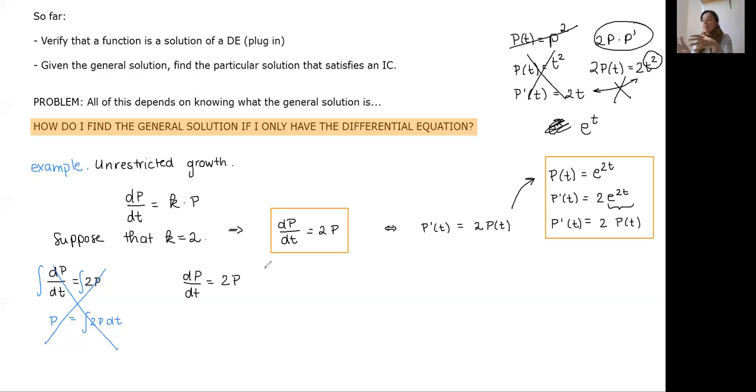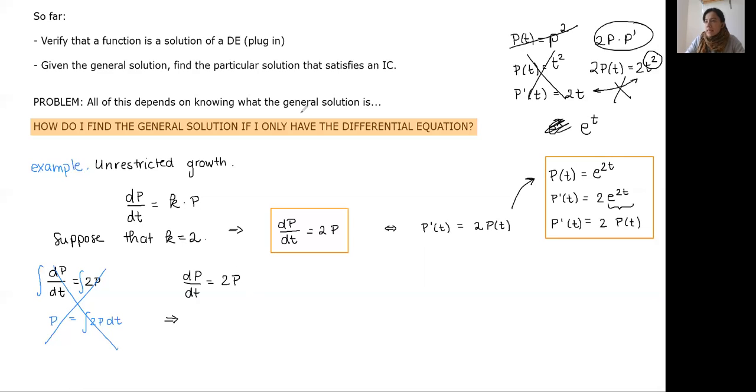And if I could integrate one side of the equation with respect to p, everything written in terms of p on one side of the equation, and everything written in terms of t on the other side, then maybe I could integrate both sides of my equation independently. Maybe that would help, right? So that's the idea over here. That's the logic that we're going to have for solving differential equations.